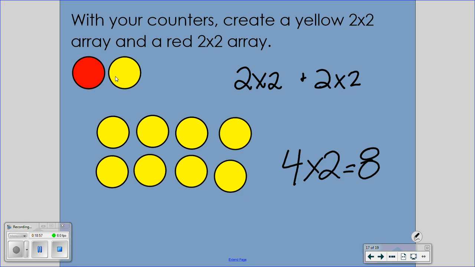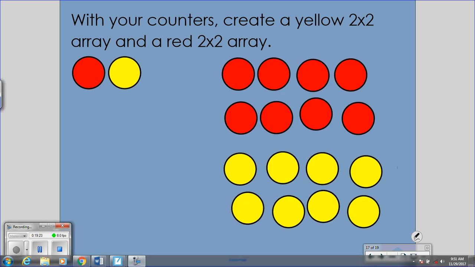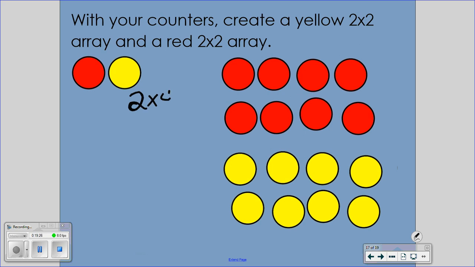We're going to start doing our 4s now. Yay! What do you notice about our 4s? Let's do this. Let's make a 2x4. Yeah, 2x4. Make a yellow 2x4 and a red 2x4. So we have a 2x4 and a 2x4. What does 2x4 equal? 2 times 4, 2 groups of 4. What does 2 times 4 equal? Dylan? 8.